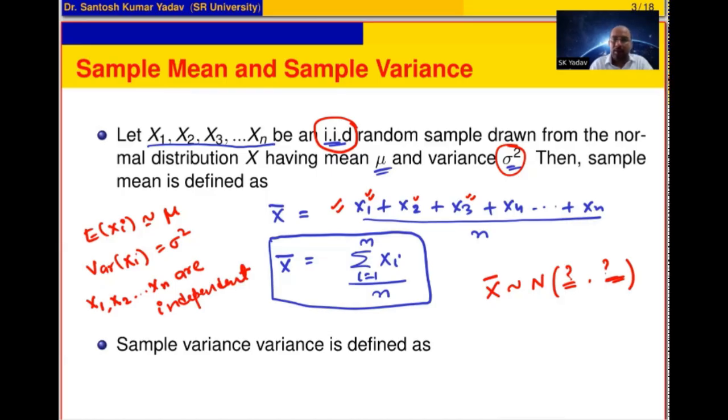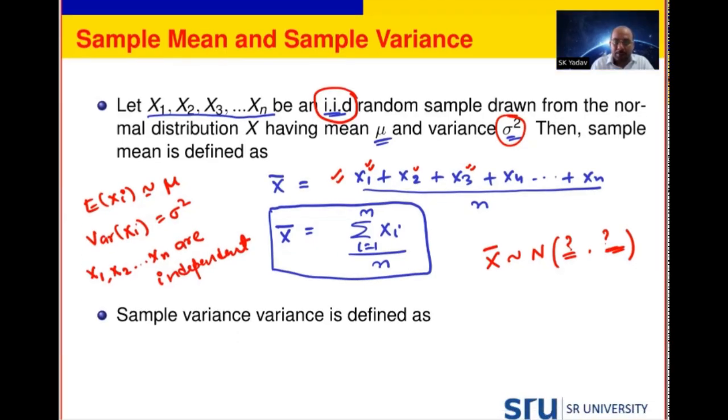So these three are the characteristics which need to be understood before going ahead. So this is how sample mean is defined.